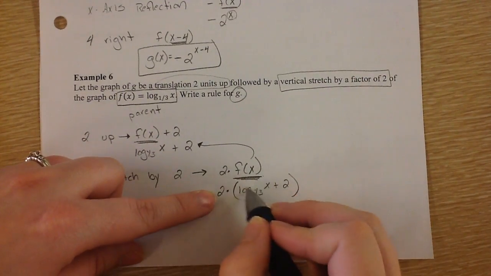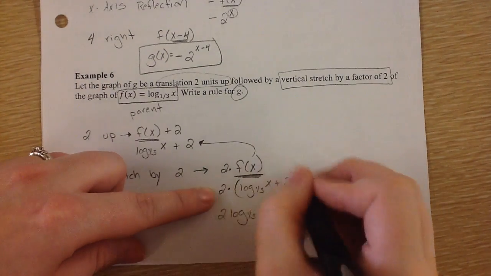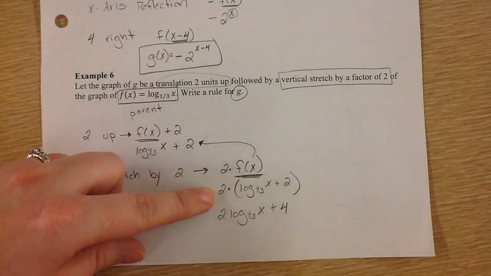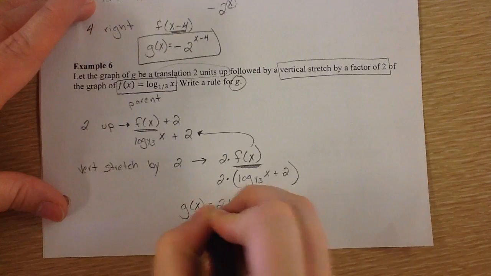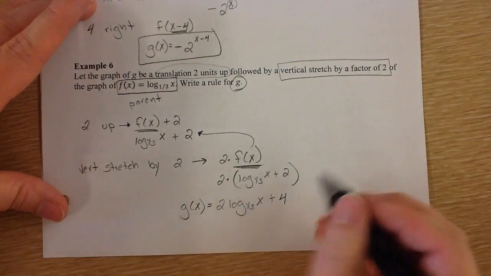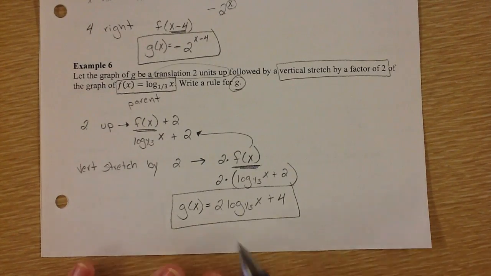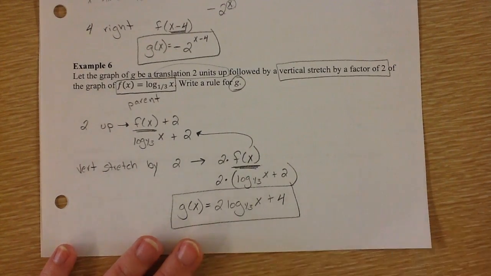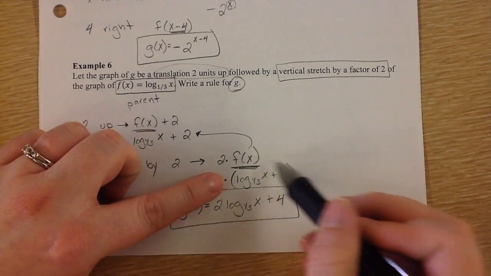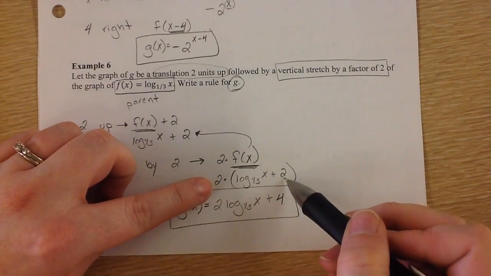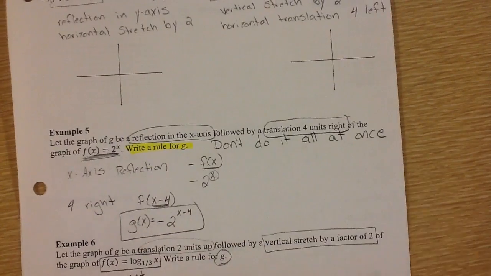Again, this is 2 terms, so I could distribute this 2 in. So it'd be 2 log base 1/3 of x, and 2 times 2 is 4. So there is my new function. That would be my new g of x function. It says write a rule for g, so that's my g function right there: 2 log base 1/3 of x plus 4. A very common mistake is just to throw the 2 out front and forget it's applying to the whole function. So it does apply to this other 2 as well, because we, again, do one thing at a time. Don't do it all at once.